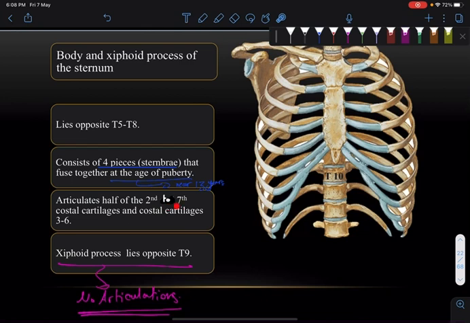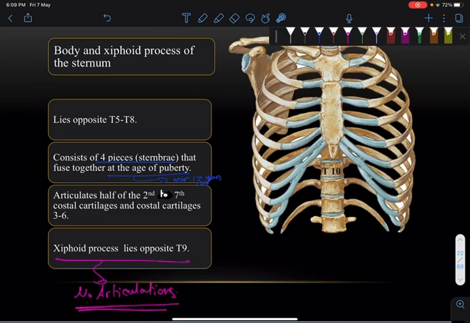Articulates half of the second، يعني من articulation laterally طبعا، half of the costal cartilage of the second rib and the third, fourth, fifth, sixth and seventh. Okay. So من the second half of the second rib costal cartilage towards the 7. تمام. Xiphoid process lies opposite T9. هنا xiphoid process هاي T9 هاي T10. تمام. And no articulations على xiphoid process. ما في articulation ما في أي ارتباط بينه وبين أي costal cartilage. Okay.